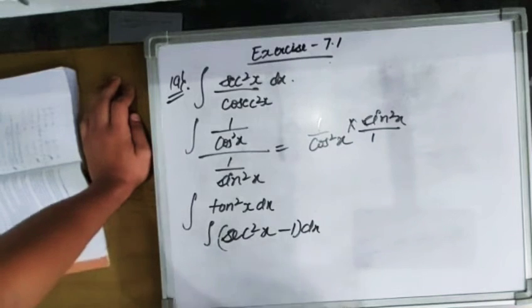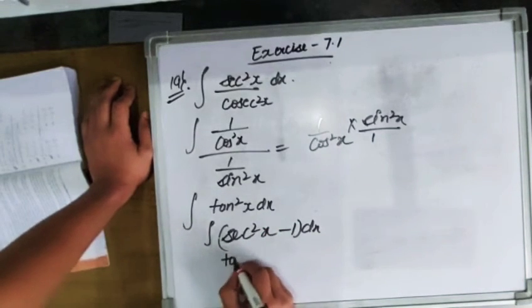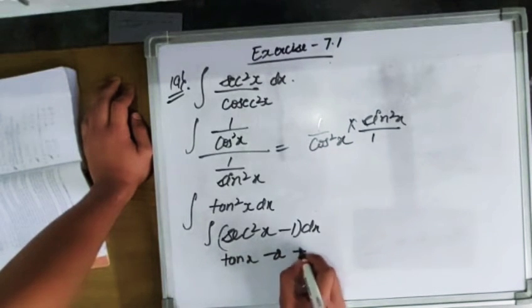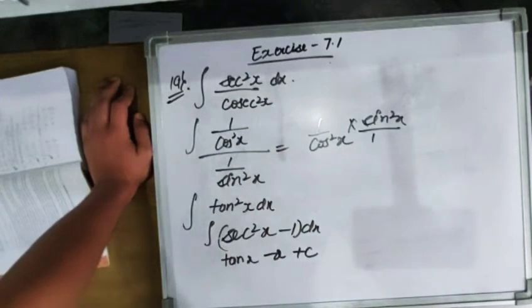Now we can simply find the integration of secant square x minus 1. Secant square x integration is tangent x, and the integration of minus 1 is minus x plus c. This question is very important from the board point of view.